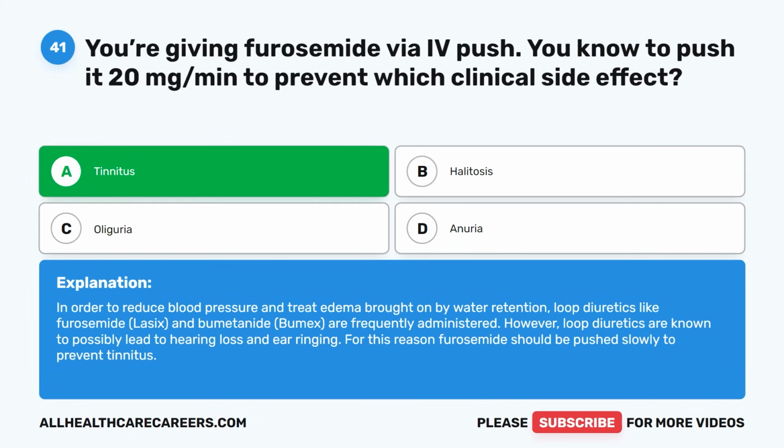However, loop diuretics are known to possibly lead to hearing loss and ear ringing. For this reason, furosemide should be pushed slowly to prevent tinnitus.